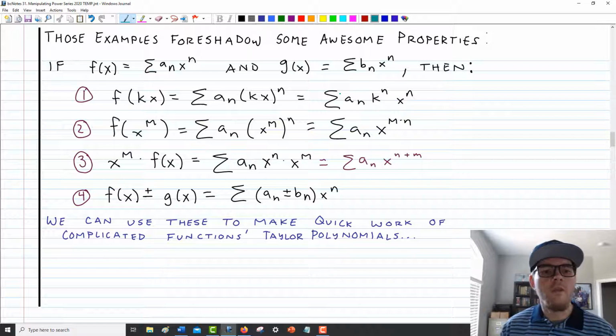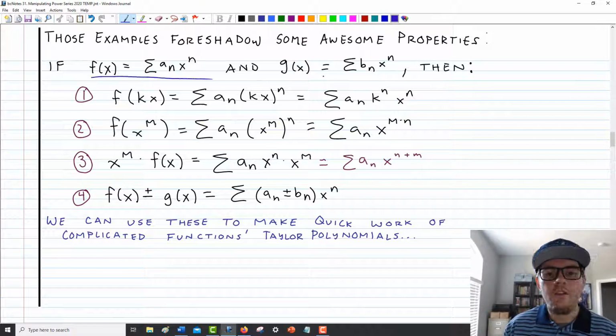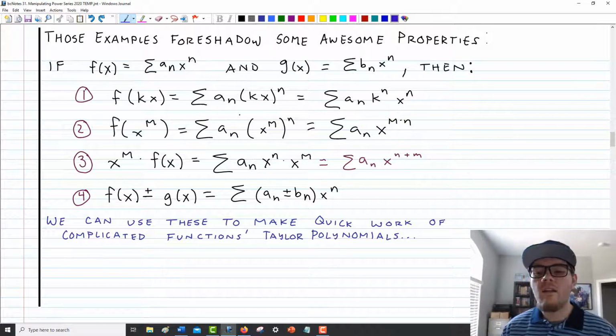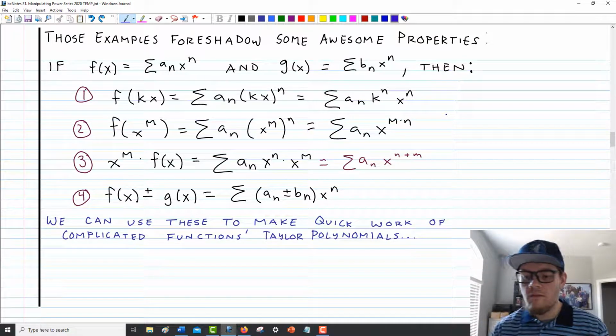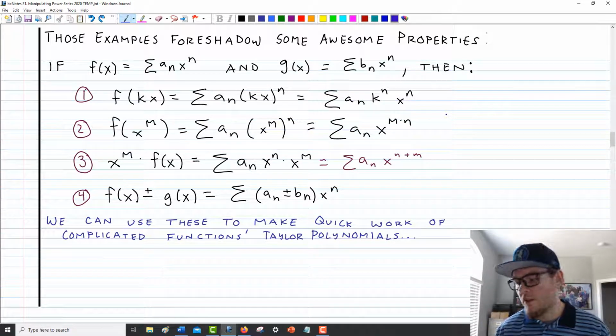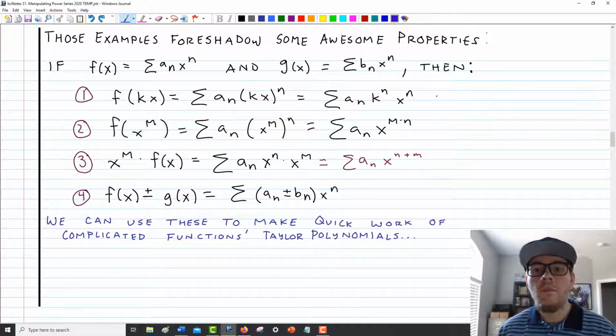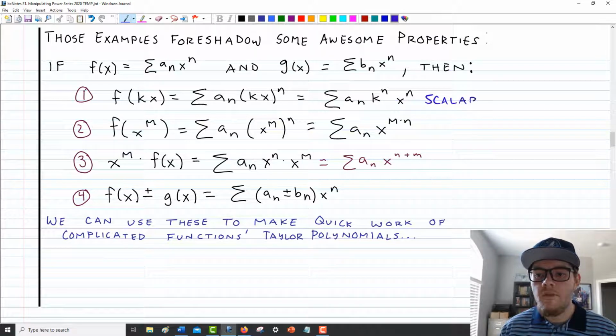So these are the properties. You'll notice that it begins by defining these power series or these functions f and g as power series. Once you've got that, then it allows you to do some stuff. So giving these things proper names, let me do that. I want to make sure I use the same terminology as I have in previous years. So in this case, our names of our properties are going to be the scalar property. That first one is our scalar property. Our second one is going to be our substitution property.